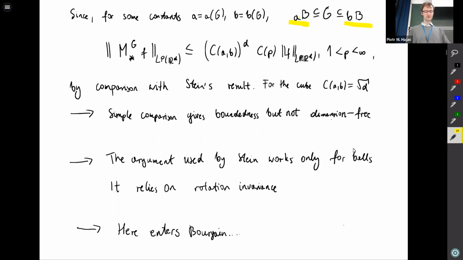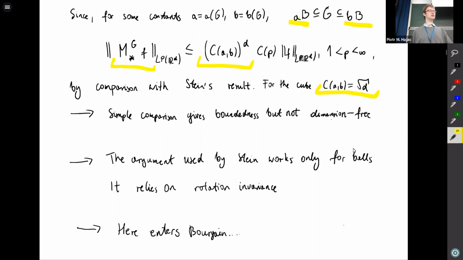So if you would like to transfer some estimate for the maximal operator of G from Stein's result, you will get a constant here of B over A to the power d. And for example, for the cube, it was the square root of d, which resulted in d to the d over 2. So pretty bad. And for other sets, probably it will be even worse. Okay, so as I said, the simple comparison does not give dimension-free estimates.